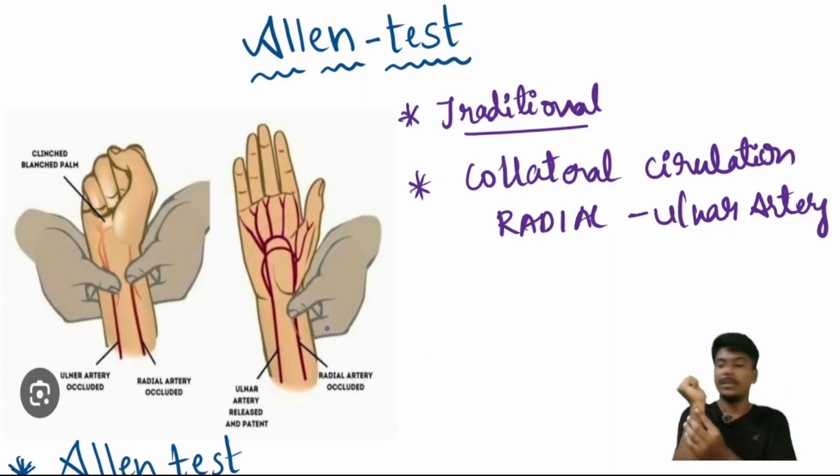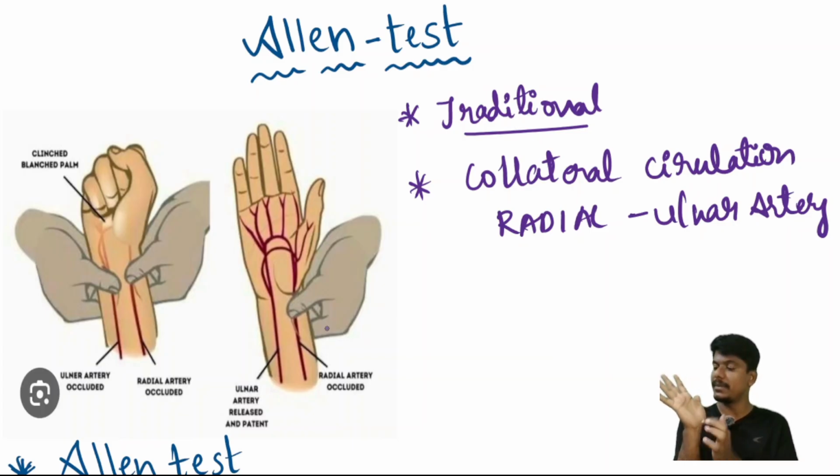I'm telling the client to make a fist, a clenched palm. Then we'll compress both arteries, ulnar and radial, for 30 seconds. What will we do after 30 seconds? Once you see the paleness of the palm, we'll release the compression, and then we'll tell the patient to open the clenched fist.